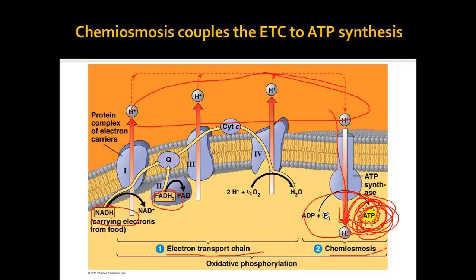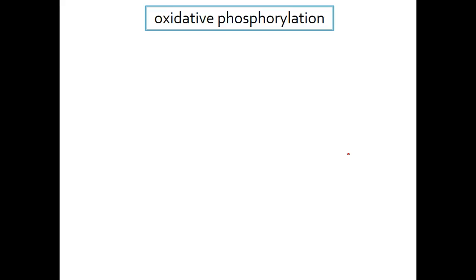Why do we not make nearly as much ATP when we don't have oxygen? Well, right here, oxygen is critical for this step. Without this step, we can't pump hydrogens into that space, so we have nothing to make this pump run.